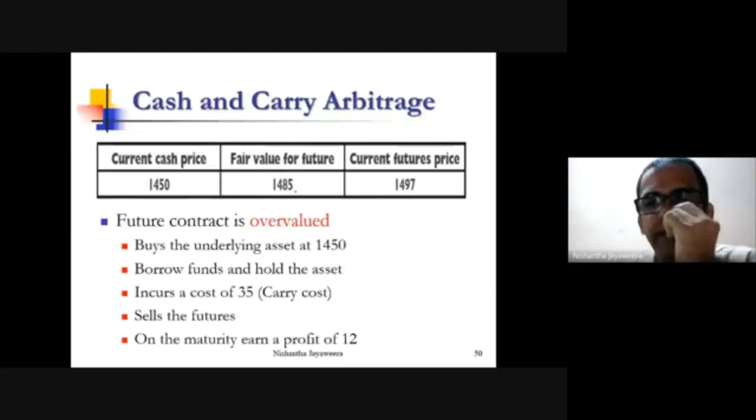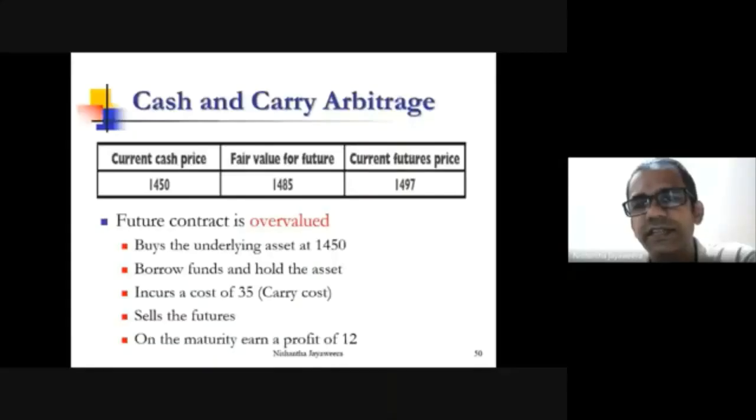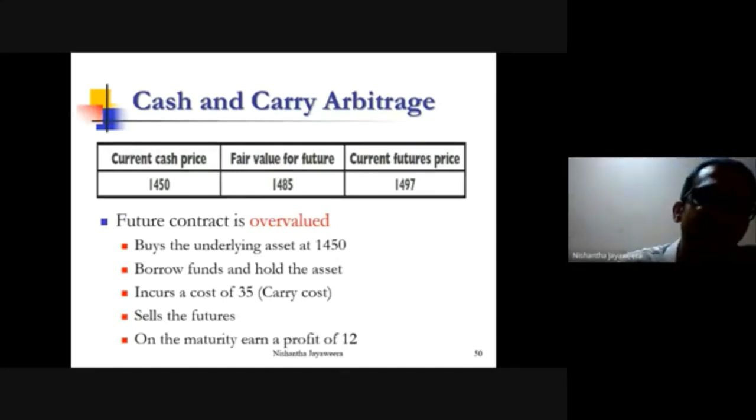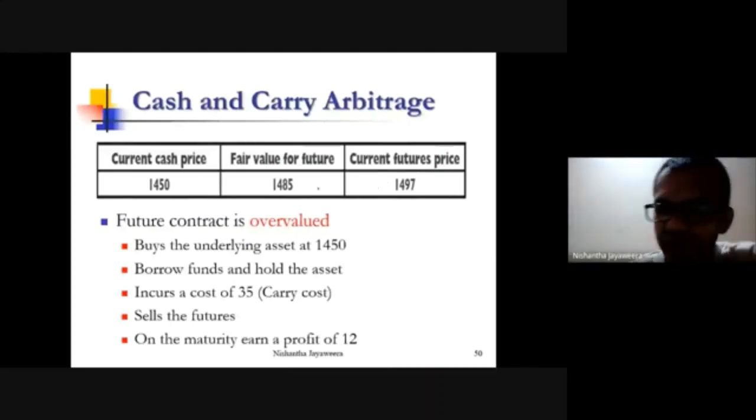And in the meantime, sell the futures contract. So the difference between the fair value of the futures contract and the market futures price is the arbitrage profit. In this case, it is 12. This is an example of cash and carry arbitrage, where the futures price in the market is higher than the fair price of the futures contract.